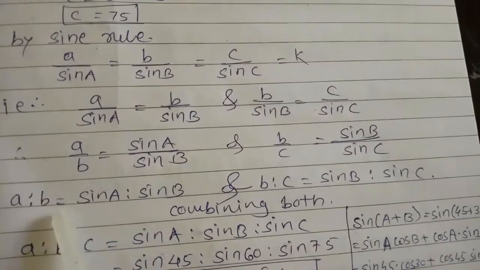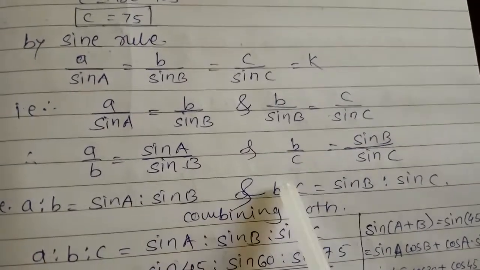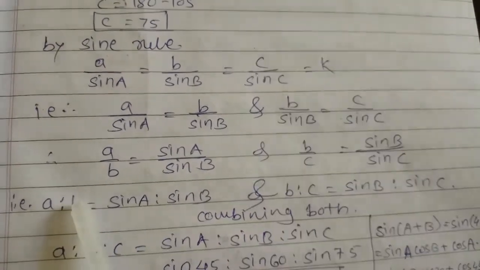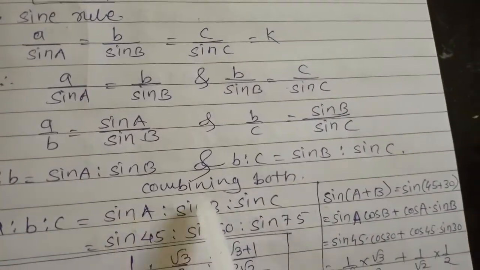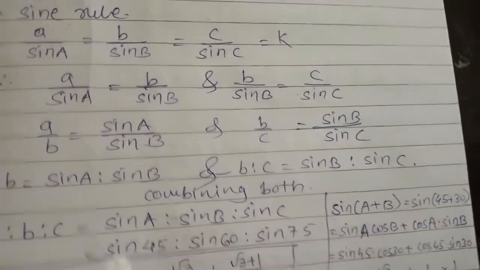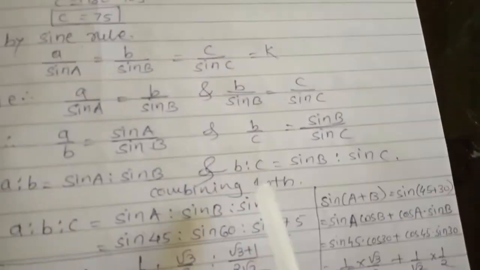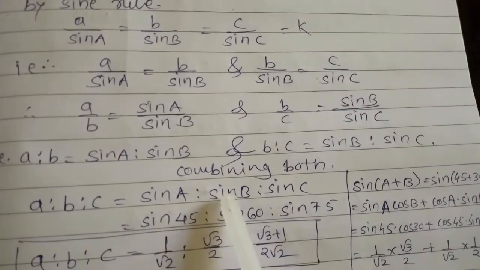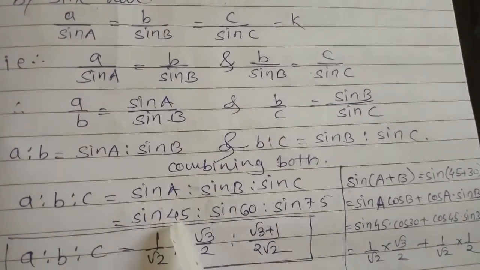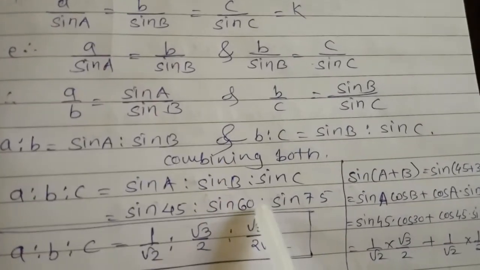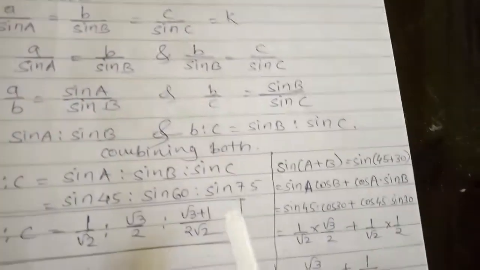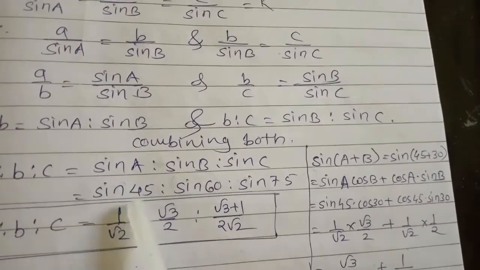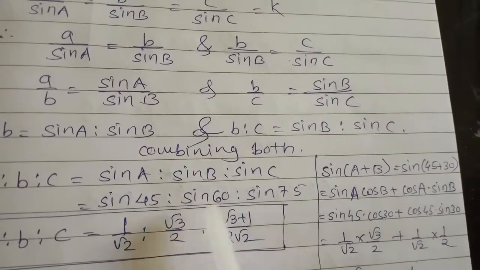Now we are going to combine these. Here a is to b and b is to c. So b is common for both, and we write it together. By combining both these equations we get a is to b is to c is equal to sin A is to sin B is to sin C. Now we put down the value of A as 45, B as 60, and the angle C we already found, which is 75. We know the value of sin 45 is 1 upon root 2. Sin 60 is root 3 by 2.